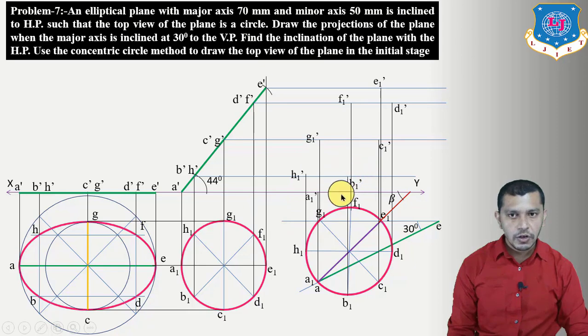Now draw the freehand curve passing through these points. We will get the final front view. So draw the freehand curve passing through these points. We will get the final front view, and it is an ellipse.